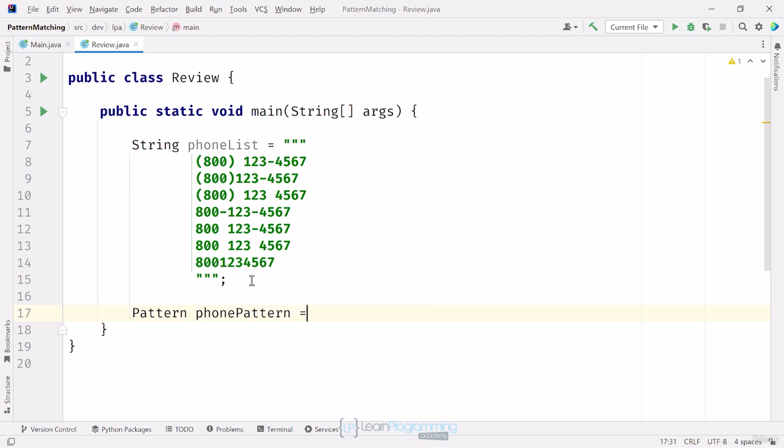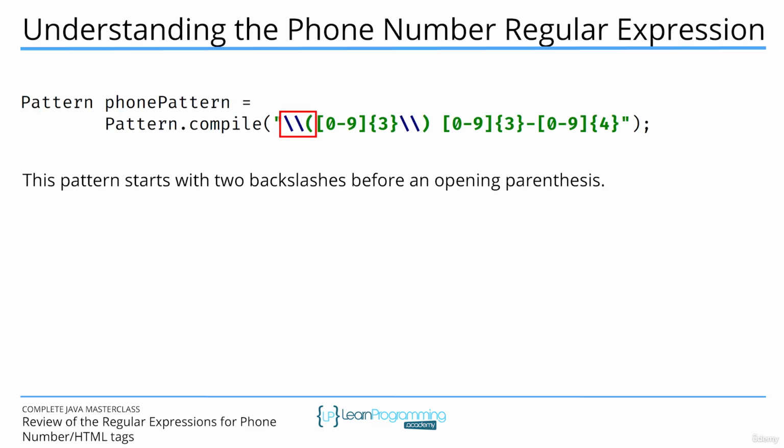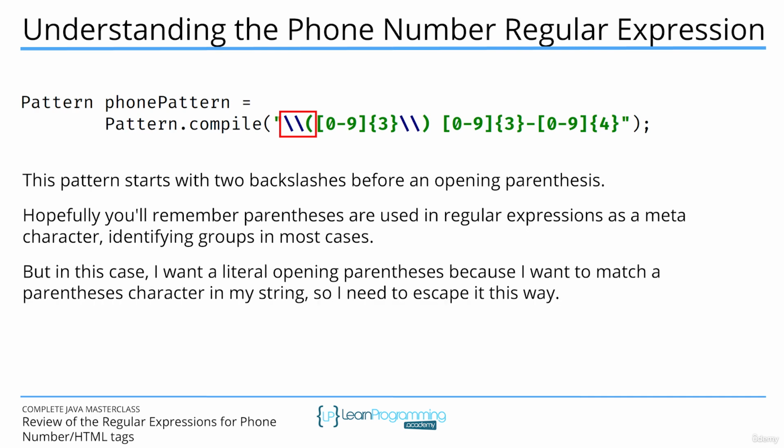I'll call this phonePattern and assign it the result of the compile method with the text string from the slide. This pattern starts with 2 backslashes before an opening parenthesis. Hopefully you'll remember parentheses are used in regular expressions as a meta character, identifying groups in most cases. But in this case I want a literal opening parenthesis because I want to match a parenthesis character in my string, so I need to escape it this way.